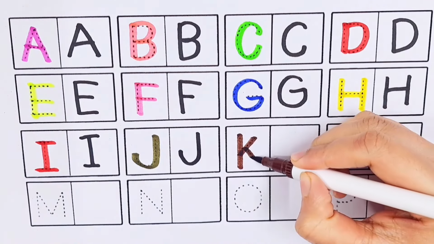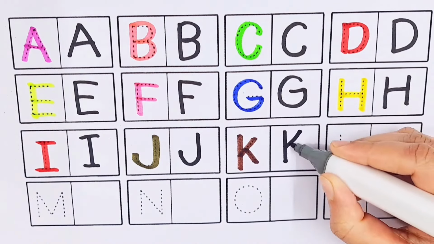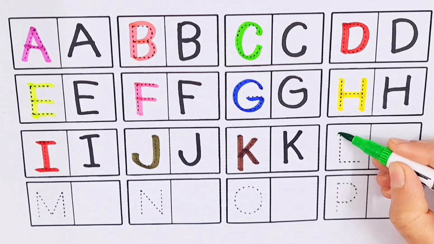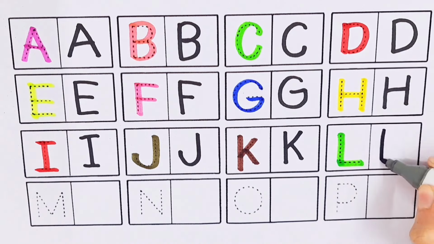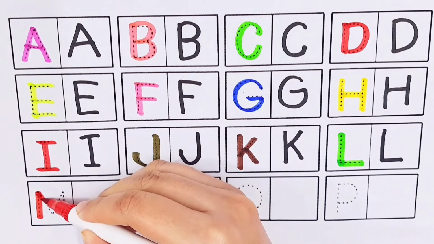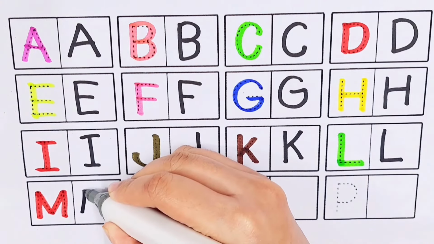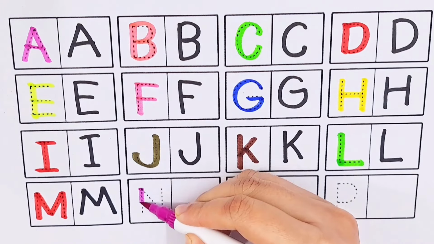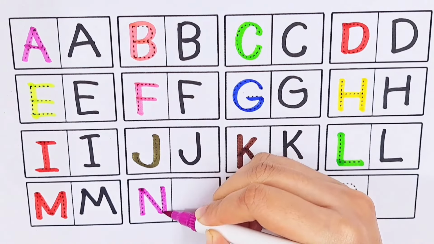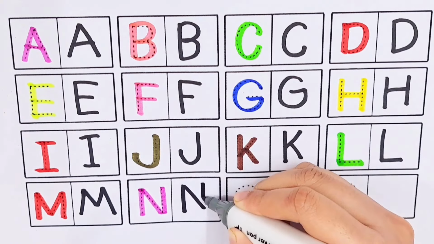K for kids. K for king. L for lotus. L for lychee. M for moon. M for mango. N for nuts. N for nose.